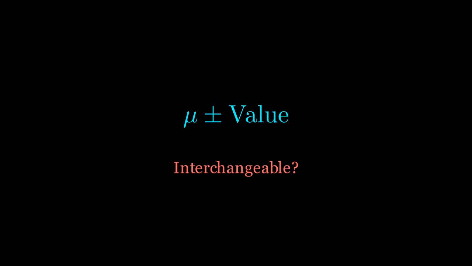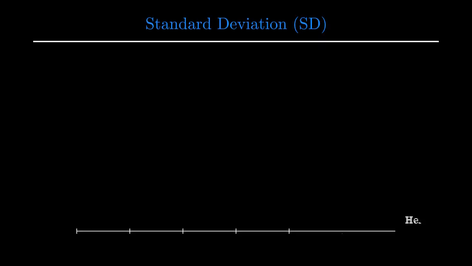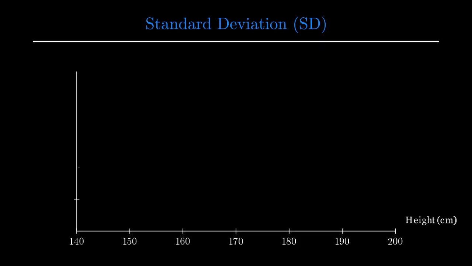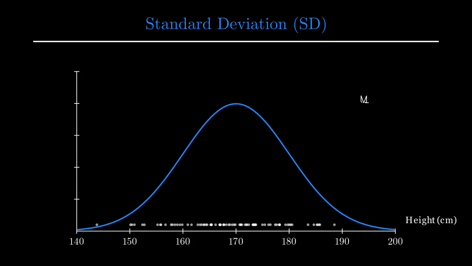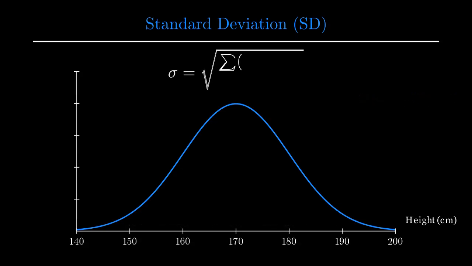Let's start with the standard deviation, often abbreviated as SD. Imagine we are measuring the height of 1,000 adults in a city. Some are very tall, some are short, but most cluster around the average. The standard deviation is a measure of spread or dispersion. It tells us how much individual data points in our set deviate from the mean. If the SD is high, the data is widely scattered. If it's low, the data points are very close to the average.